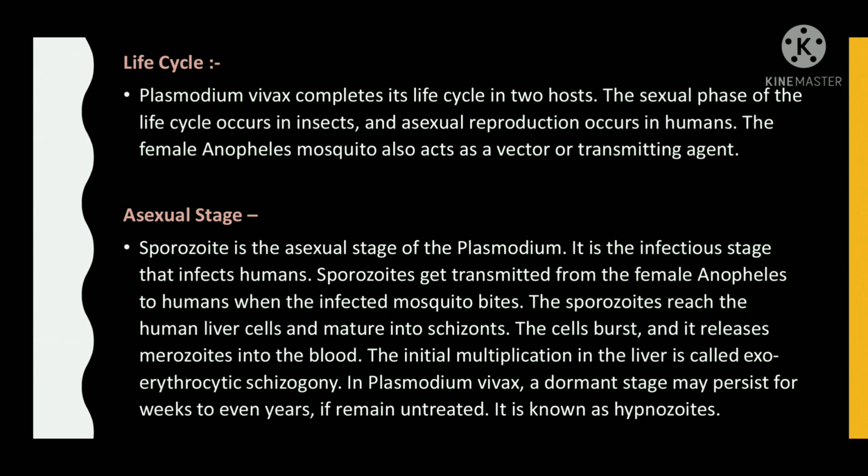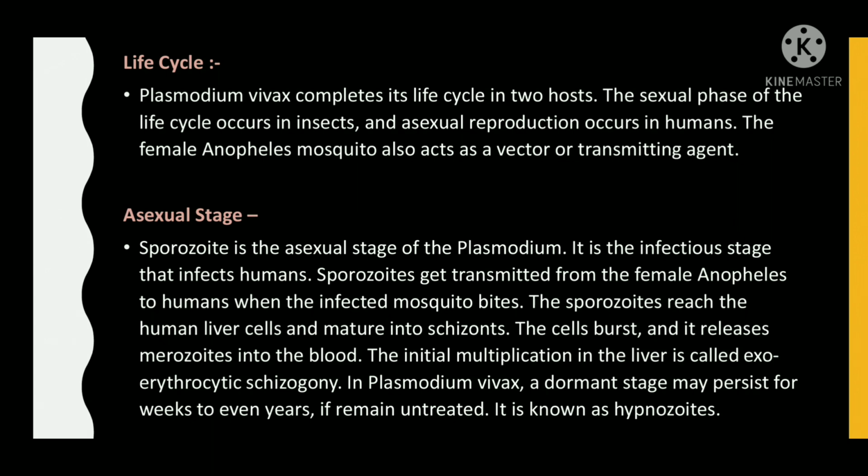Asexual stage. Sporozoite is the asexual stage of the Plasmodium. It is the infectious stage that infects humans. Sporozoites get transmitted from the female Anopheles to humans when the infected mosquito bites. These sporozoites reach the human liver cells and mature into schizonts. The cells burst and release merozoites into the blood.